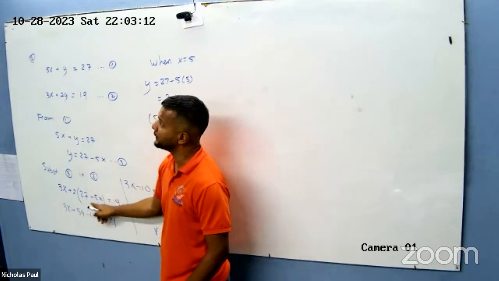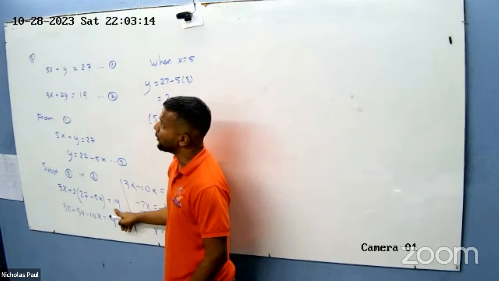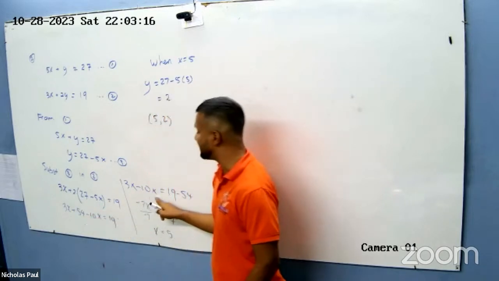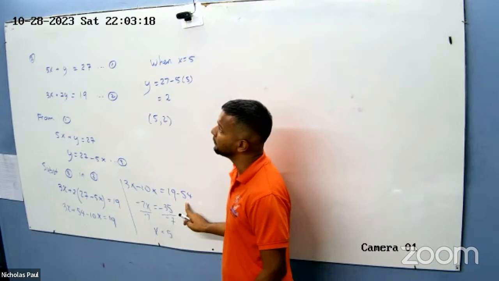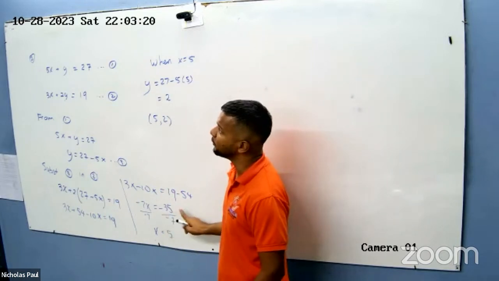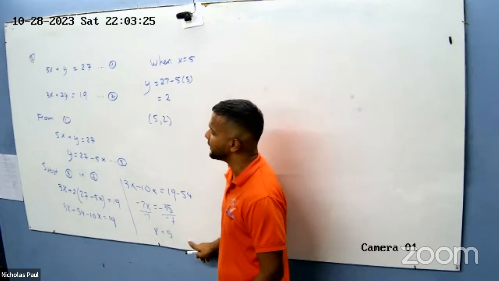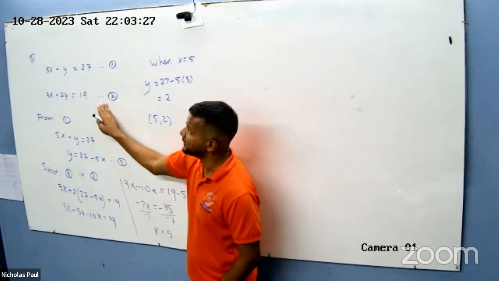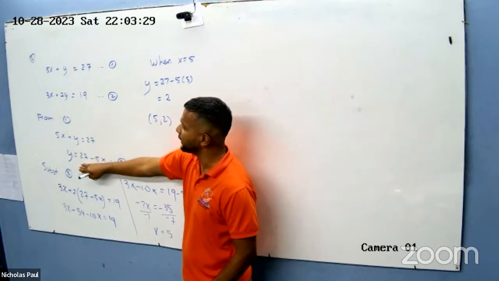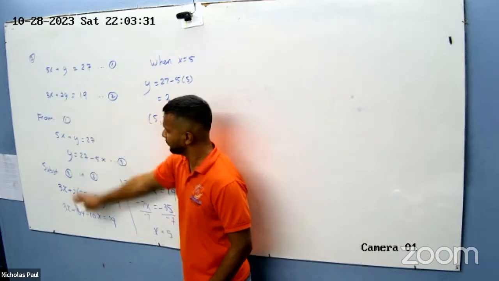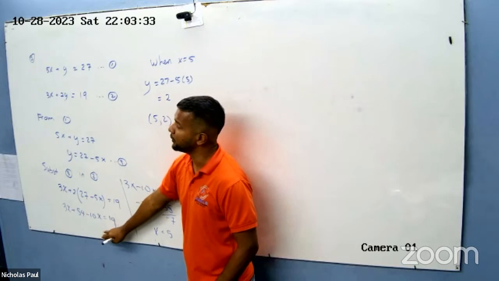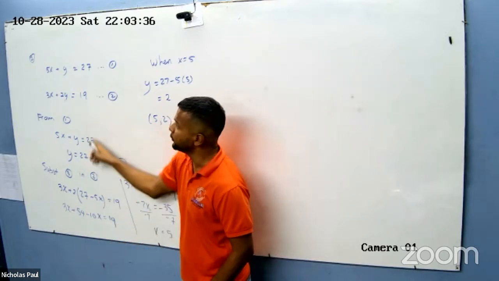And I multiply it out. When I multiply it out, I bring the x's together and I bring the numbers together. I got minus 7x is equal to minus 35. And then divide by minus 7. So all I did in the substitution method is make y the subject and replace y here. Everything else is what we did before. The only new thing is this line here.